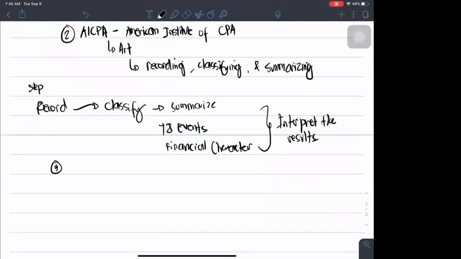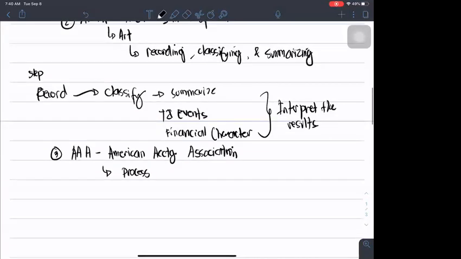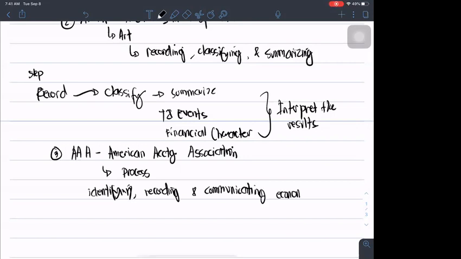The third definition, which we will most likely use and expound on more, is the definition provided by AAA. What is AAA? It is known as the American Accounting Association. The AAA defined accounting as a process. It is the process of identifying, recording, and communicating economic information that is useful in making economic decisions.